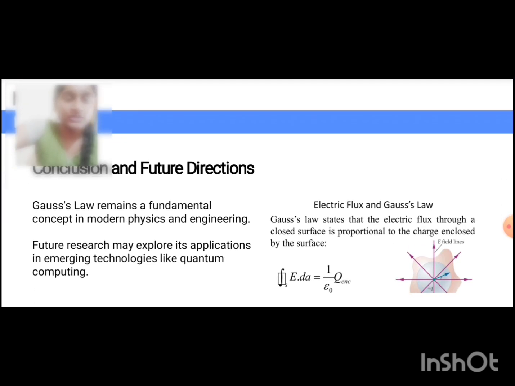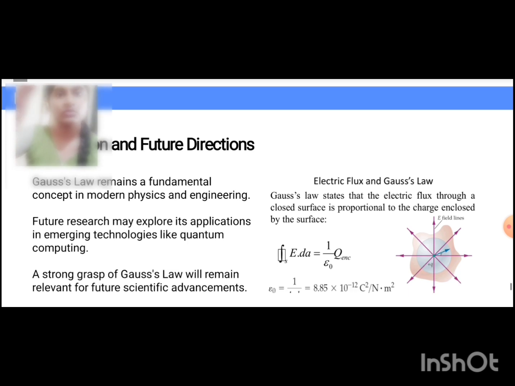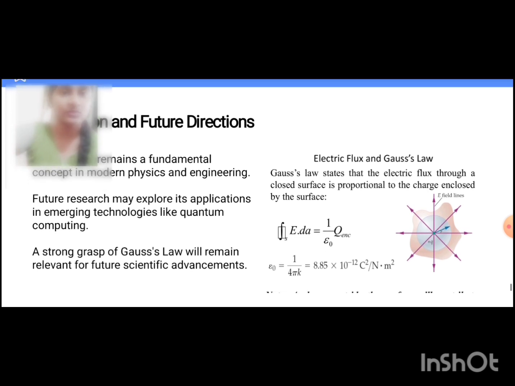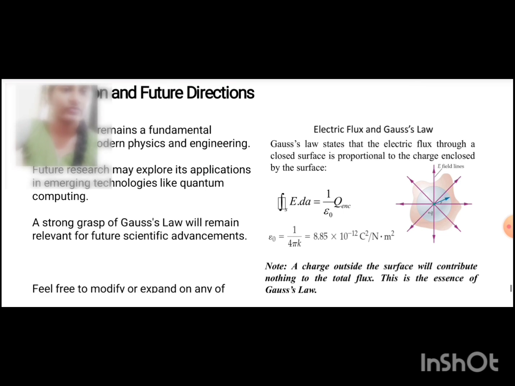So, coming to the conclusion and future directions, Gauss law remains a fundamental concept in modern physics and engineering. So, future work may explore its applications in emerging technologies like quantum computing. A strong grasp of Gauss law will remain relevant for future scientific advancements.